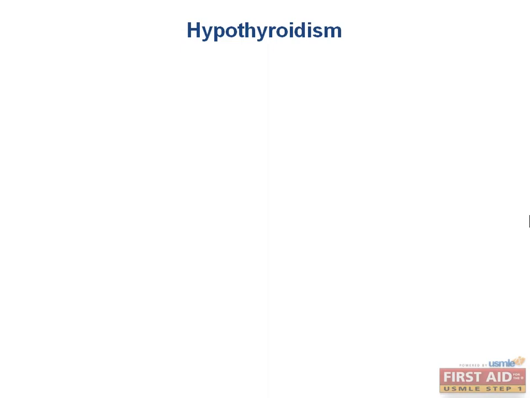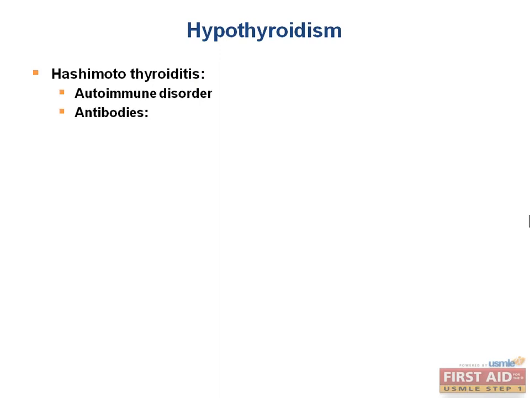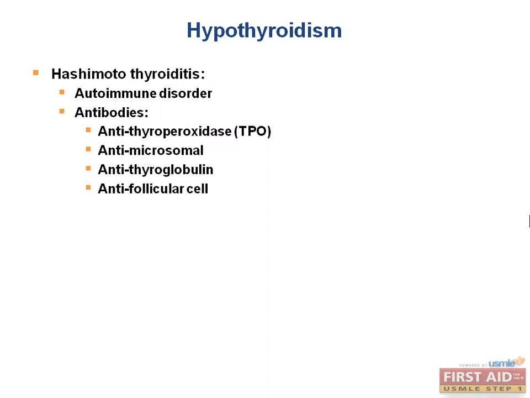There are many different causes of hypothyroidism. The most common one, and the most important one to know, is Hashimoto's thyroiditis. The mechanism of this disease is autoimmune. The names of the antibodies associated with Hashimoto's thyroiditis, and the ones that you will be tested on, include TPO or anti-thyroperoxidase, and antimicrosomal antibodies. Also, we have antithyroglobulin and antifollicular cell antibodies.